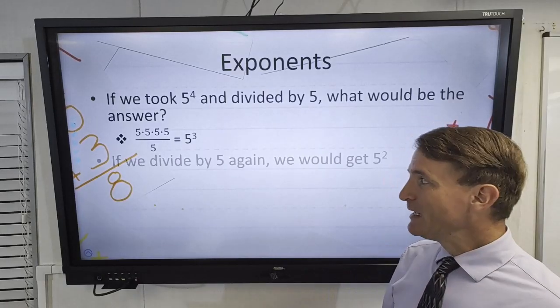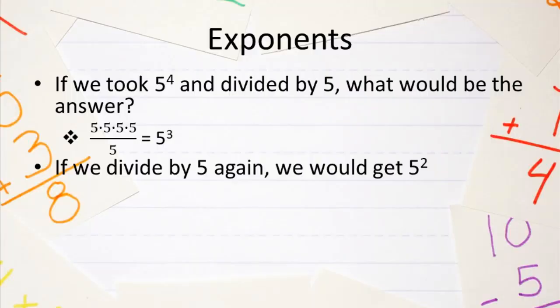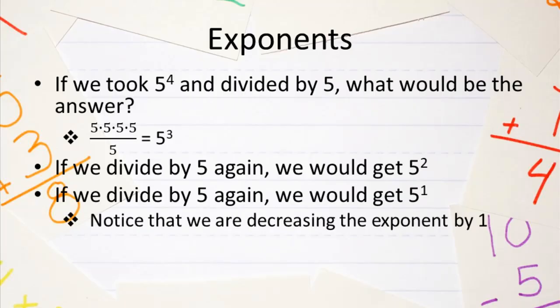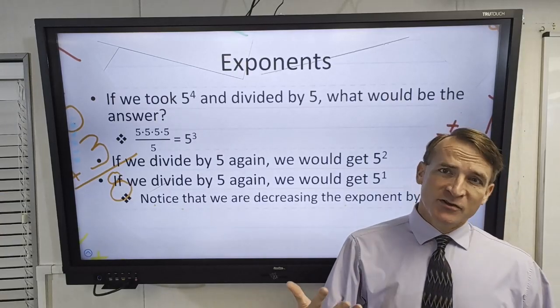If I do that again, if I take that 5 cubed and I divide by another 5, well, that's going to drop my exponent down to a 2. So now I'd get 5 squared. If I did it again, then it would drop down to 5 to the 1st power. So every time we divide by our base number, we are decreasing our exponent by a value of 1. So now I'm at 5 to just the 1st power.